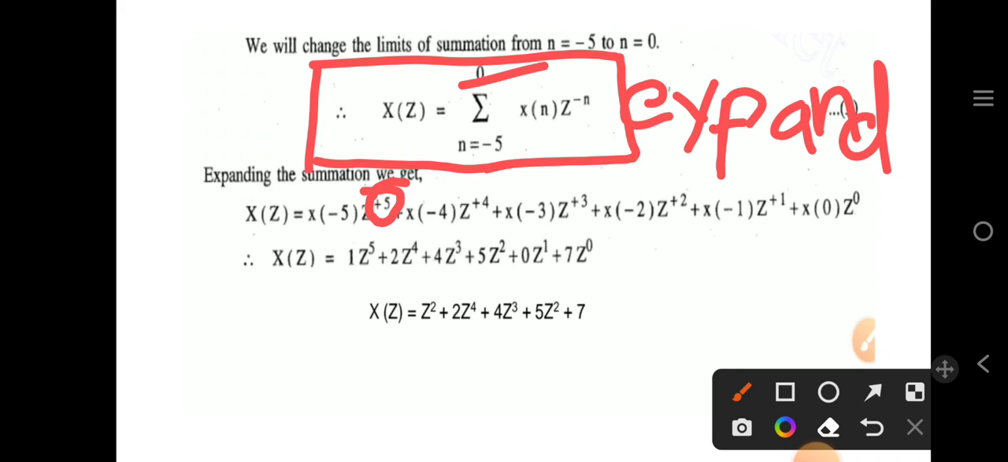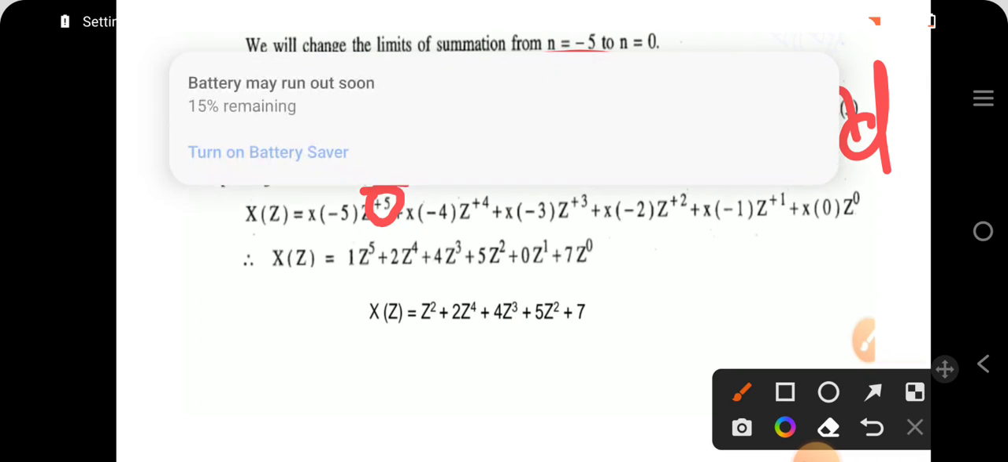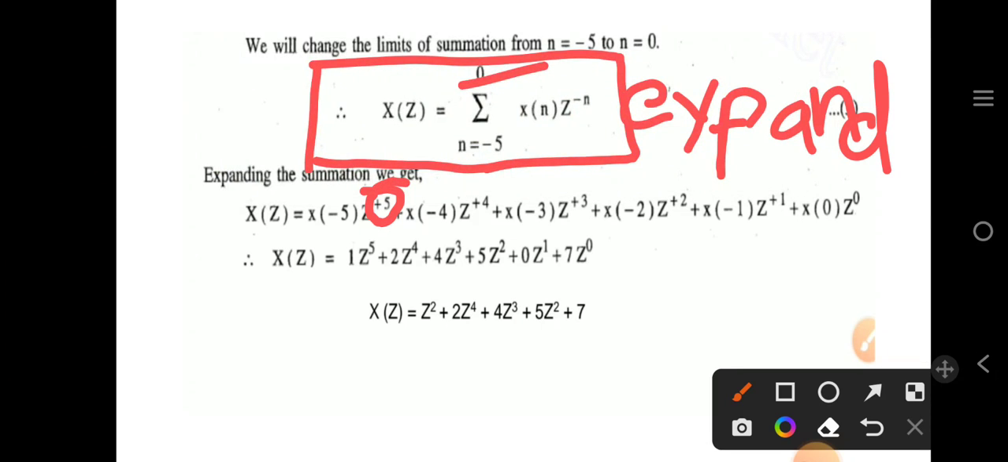So after solving this equation, what will we get? 1 into z raised to the power minus 5. Why 1? Because the value of x of minus 5 is 1, plus x of minus 4 is 2. So it will become 2z raised to the power 4, plus 4z raised to the power 3, plus 5z raised to the power 2, plus 0z raised to the power 1, plus 7z raised to the power 0.